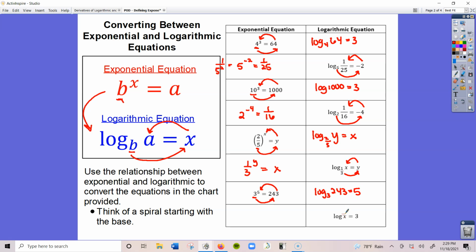Last one, we have log of x is equal to 3. Since I don't see a base, that's implied that the base is 10. Raised to the exponent of 3 is going to equal to x. So that's how you can convert from exponential to logarithmic or vice versa. Now we're not going to need to do that for our lesson where we're finding the derivatives of e and log, but I wanted you to understand what they are.